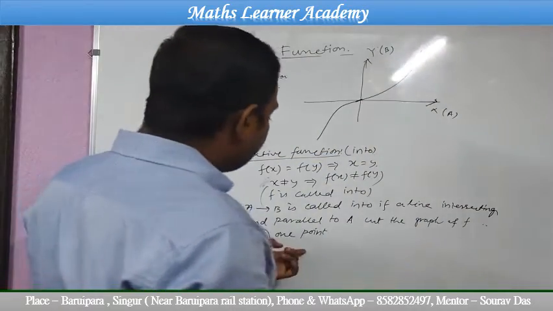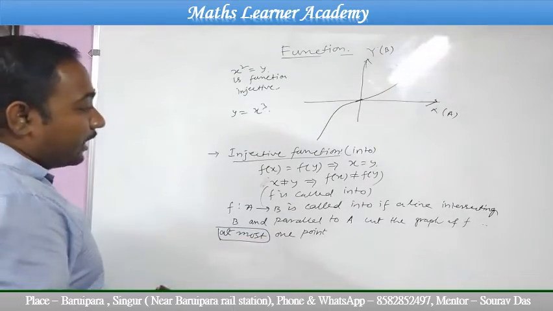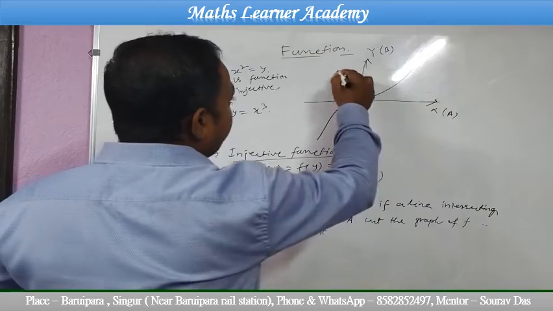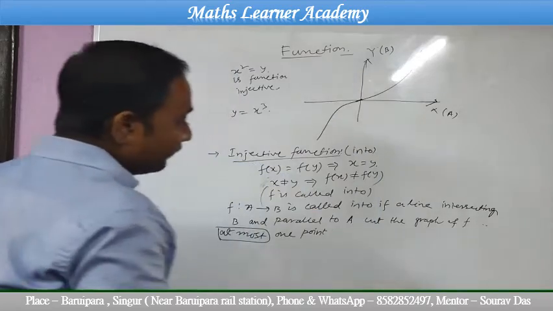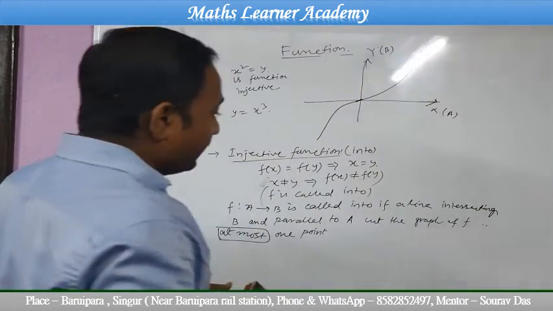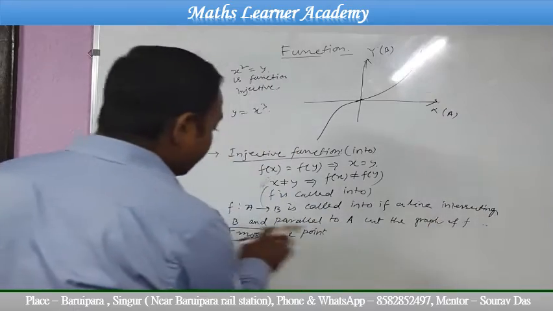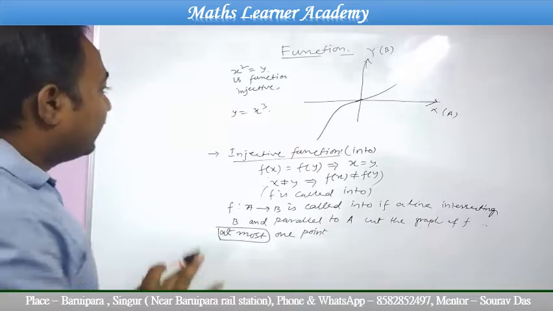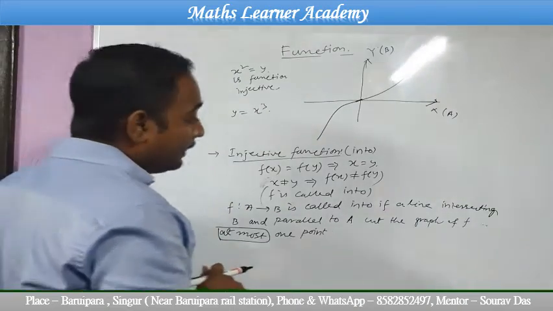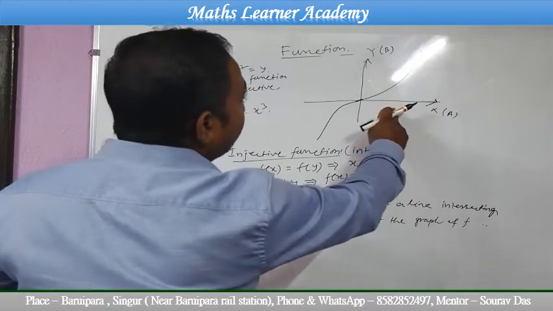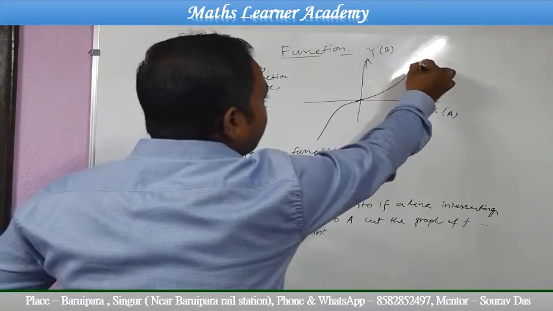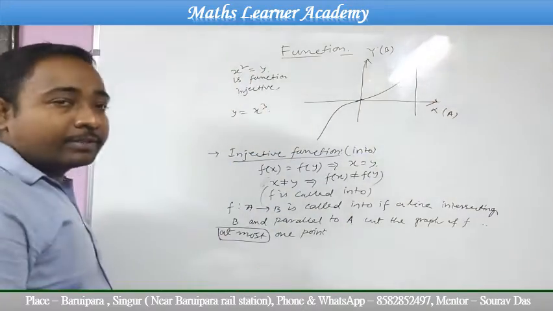Now according to this definition, the line intersecting A and parallel to B, and the line intersecting B and parallel to A. So first of all I am checking whether it is a function or not. It is a function because the line intersecting A and parallel to B, all lines like this, intersect exactly one point. So it is a function.